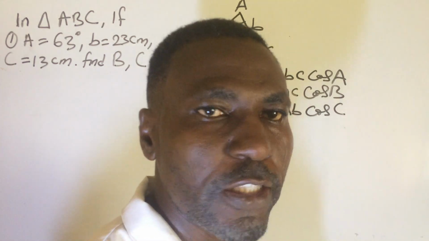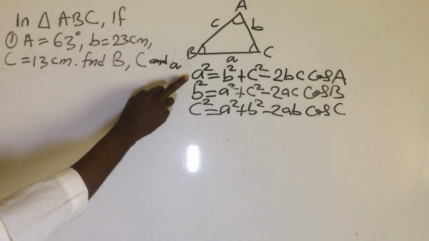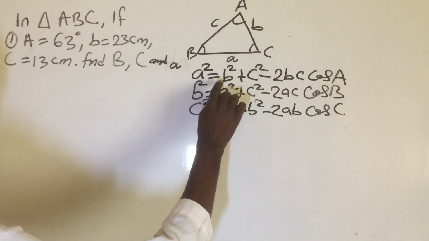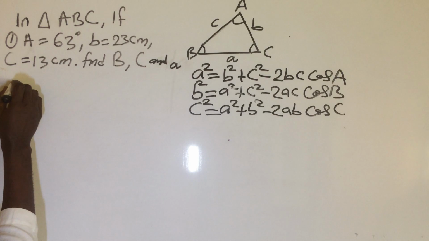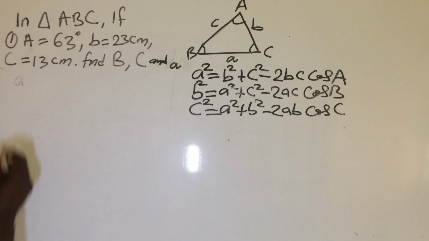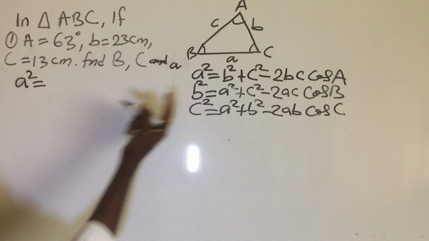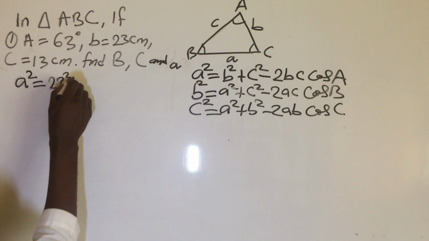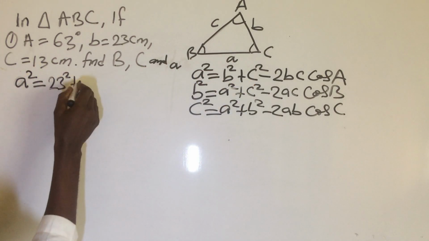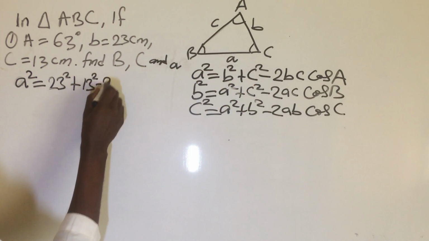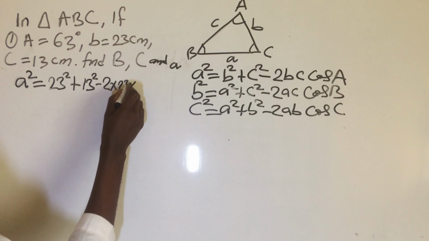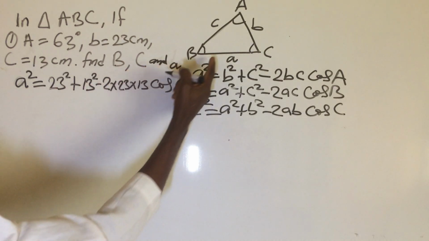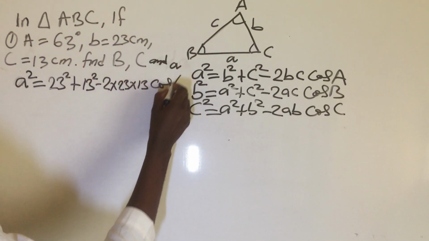It's very easy. Starting from the first formula, which has already been stated here, we will now say A squared equals B, which is given to be 23 squared, plus C, which is given to be 13 squared, minus 2 times 23 times 13, then cos of the angle opposite to the side I'm looking for, which is A, given to be 63.